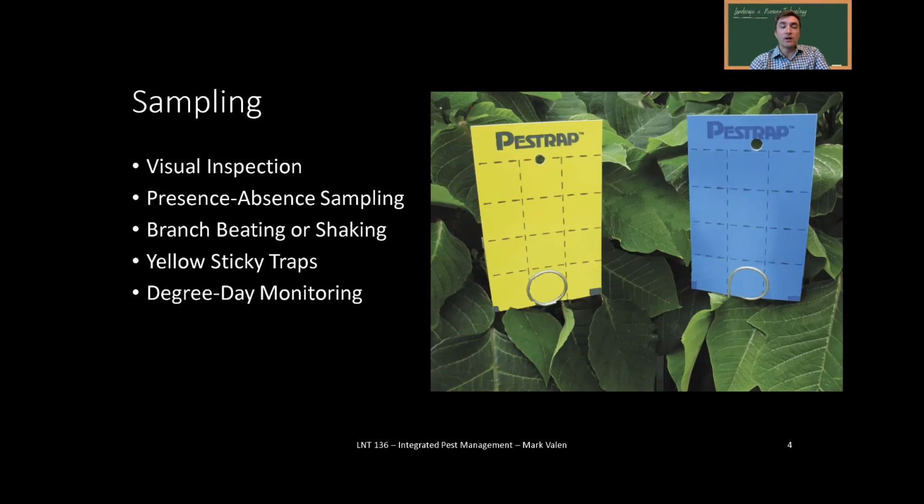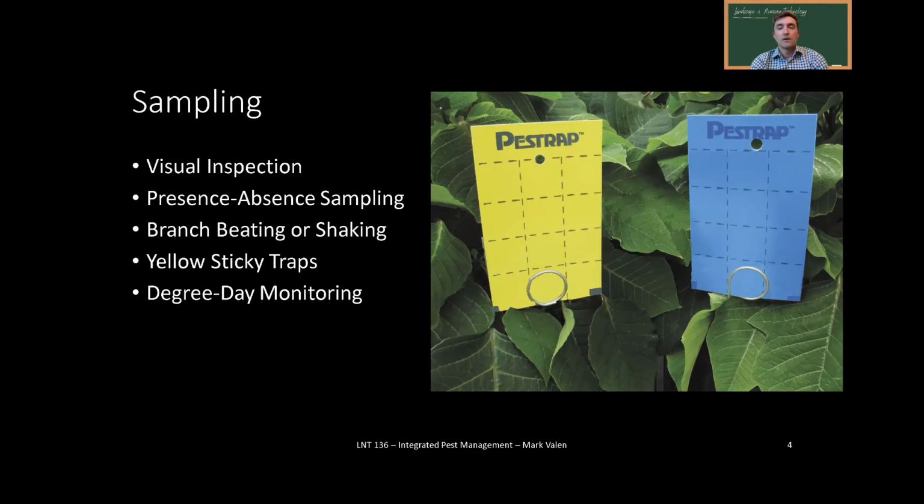This would be in a farm setting or in a market garden setting. Usually you'd walk along a row and you'd shake a branch, and you may even knock the branch into a basket or a net and then count the number of organisms that fall into the net of a certain species to determine if you've reached your action threshold.